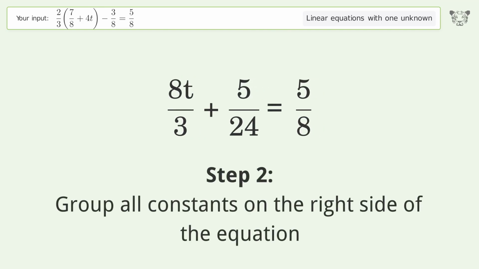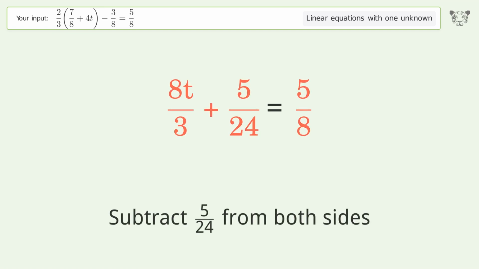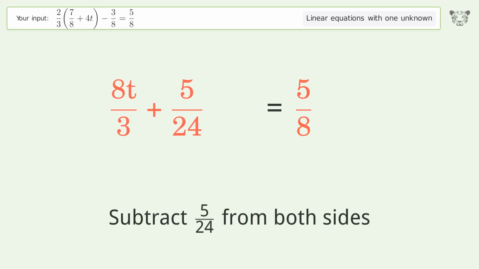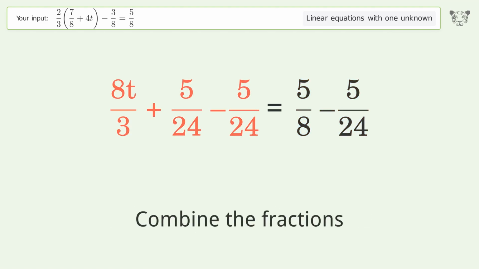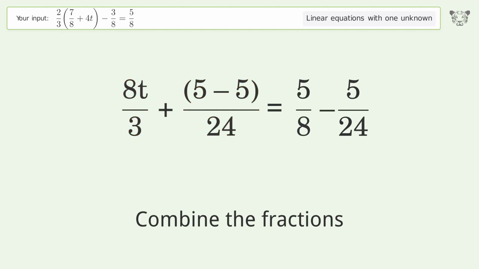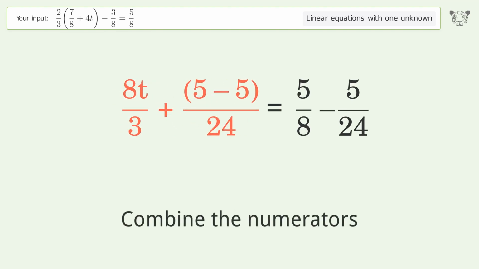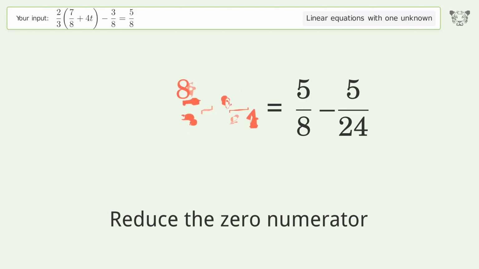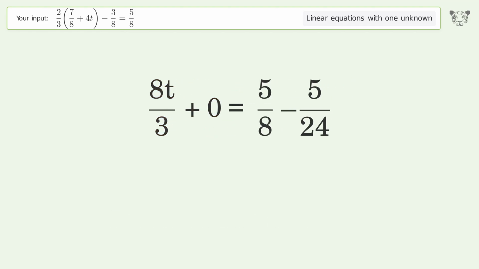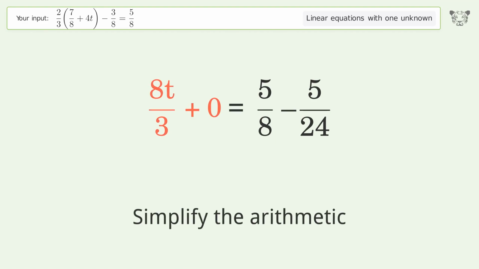Group all constants on the right side of the equation. Subtract 5/24 from both sides. Combine the fractions. Combine the numerators. Reduce the zero numerator. Simplify the arithmetic.